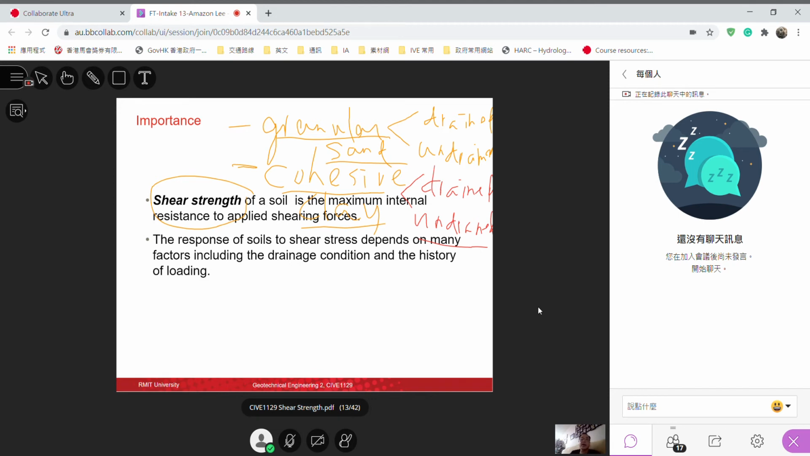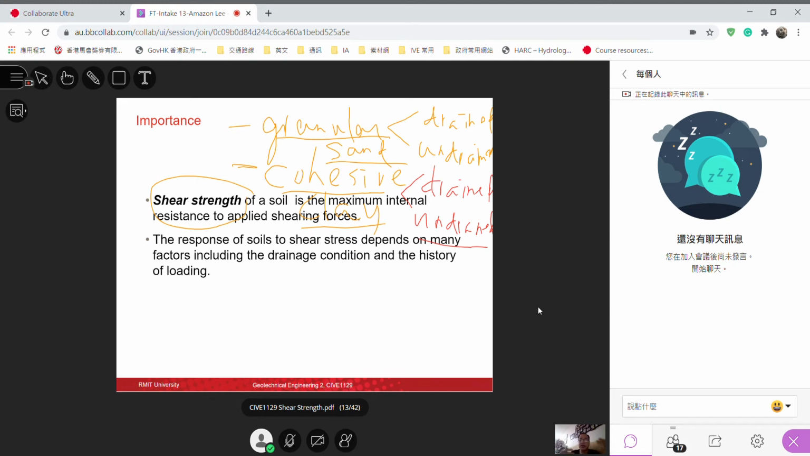in your site, then you have to ask back, well, I have to do a site investigation, find out first what kind of soil that is. Is it granular material or is it cohesive material? Because the strength behavior would be totally different. Then I have to ask, how do you construct the building? How fast is your loading?